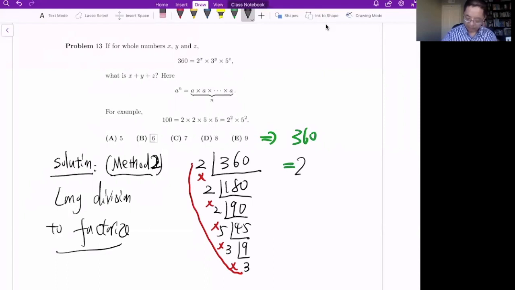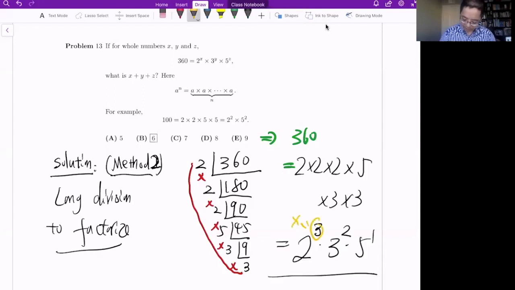So we just recover the previous conclusion. So 3 to the power 3, 3 to the square, and 5 to the 1. It's the same, right? It's the same, okay? So then this is x, this is y, and this is z. All right, so the point is we have different ways to factorize a number.